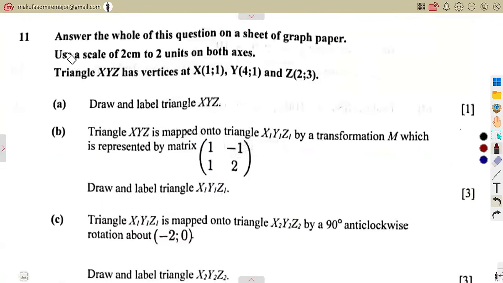Question 11: answer all of these questions on a sheet of graph paper. Use a scale of 2 centimeters to represent 2 units on both axes. We are not given the range of the values of X and Y, so it is going to be difficult, because you draw, then you see, okay, this is not it, and you start again. So be very careful.